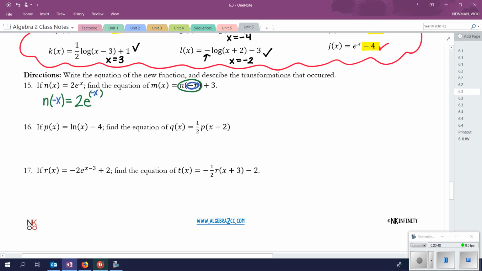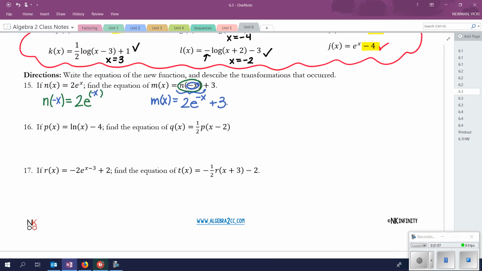Ta-da! Okay, that's n of negative x. So m of x is n of negative x, 2e to the negative x, plus 3. It's over! That's it. That wasn't hard.